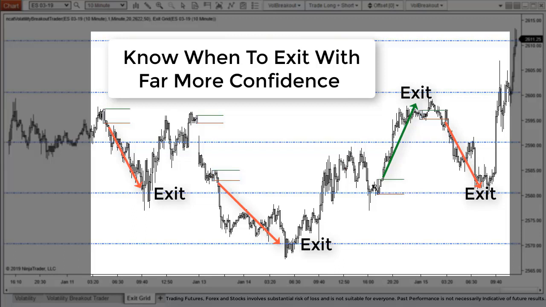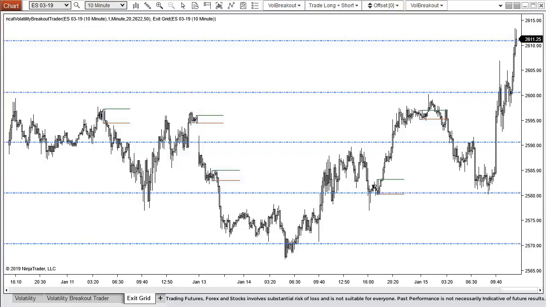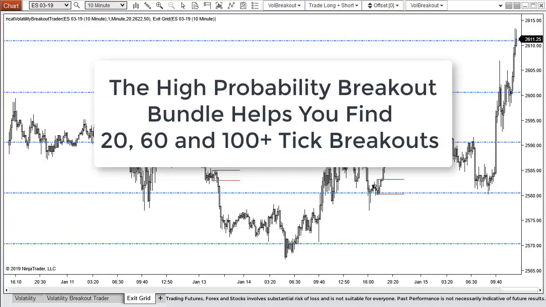So as you can see, all 4 tool suites are really easy to use, so anyone can find and trade the same 20, 60, and even 100 plus tick trades you've seen in just the last few minutes alone.